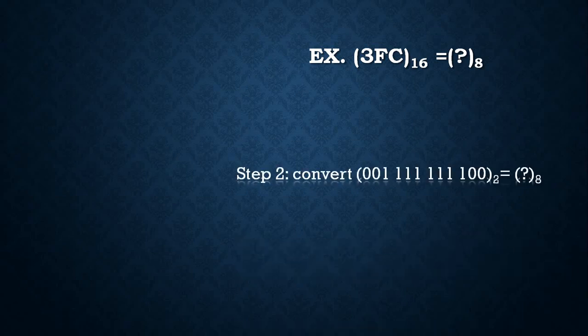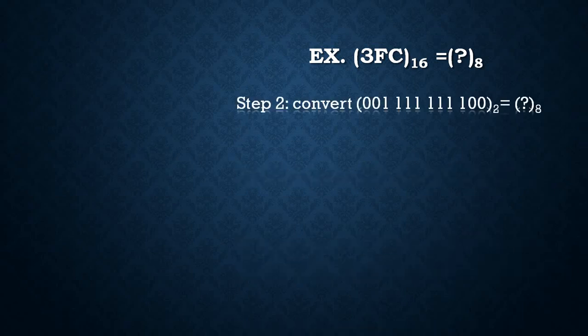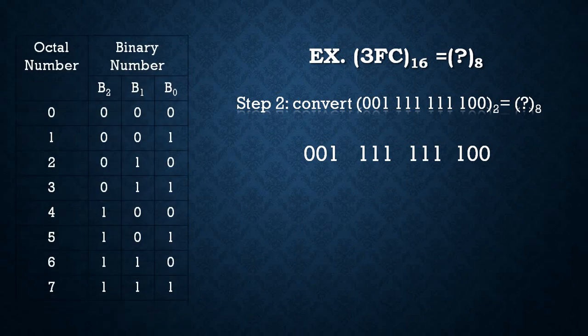Now in the second step we have to convert this binary number into the octal number system. We divide the number into groups of 3 bits as 001 111 111 100. Now we have to find the octal equivalent for each group. We again use the relation table of octal number to binary number.